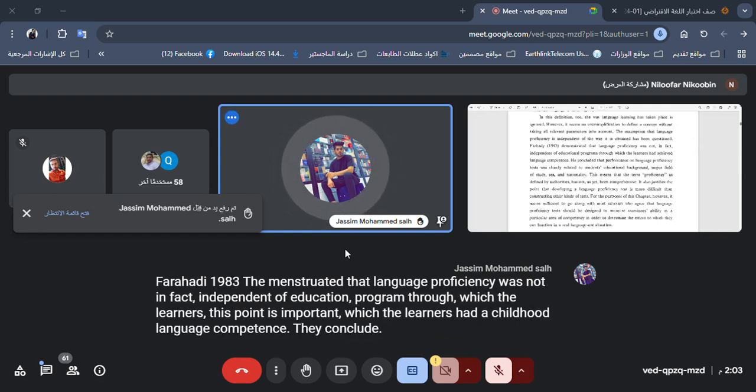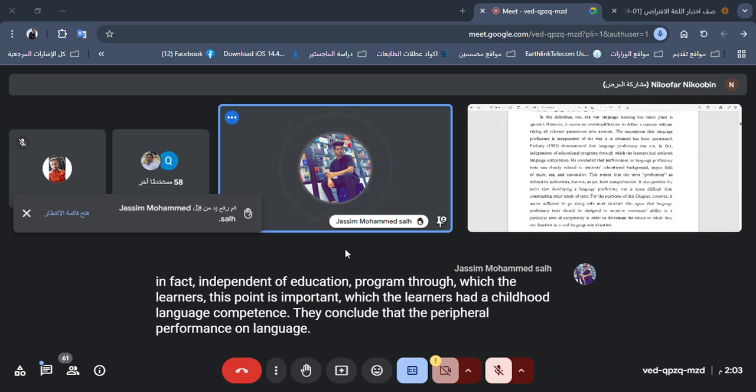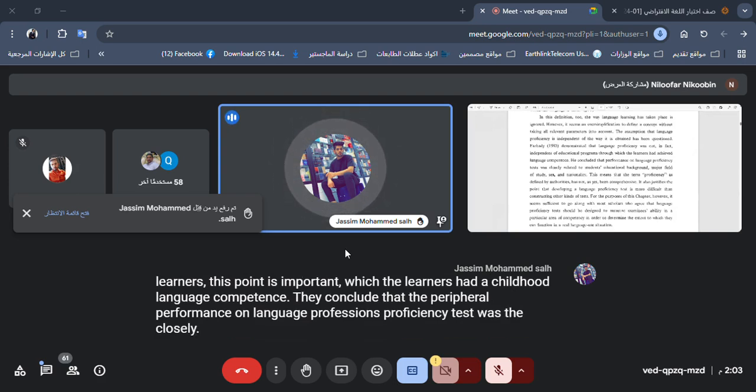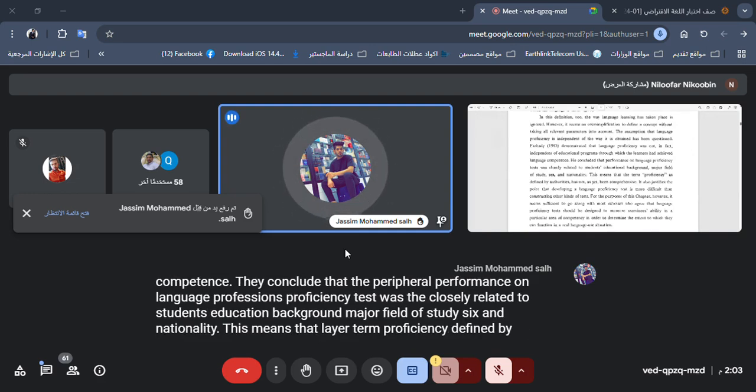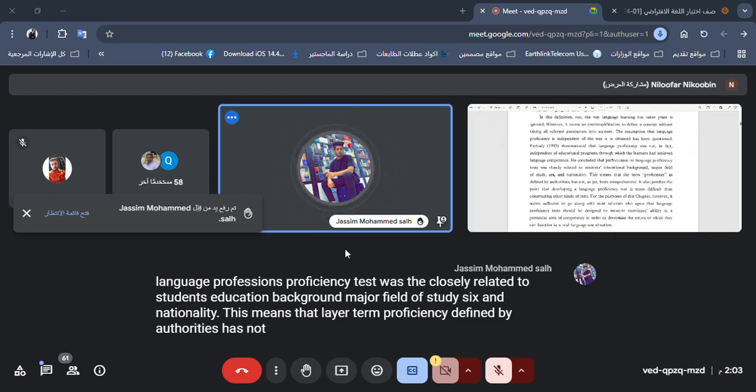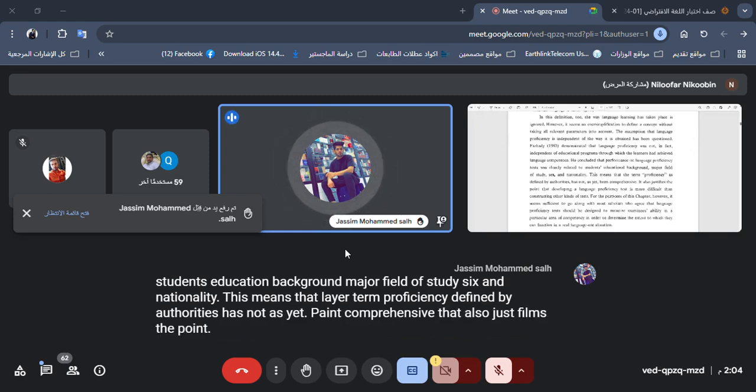They conclude that performance on language proficiency tests was closely related to students' education, background, major field of study, sex, and nationality. This means that the term proficiency as defined by authorities has not as yet been comprehensive.